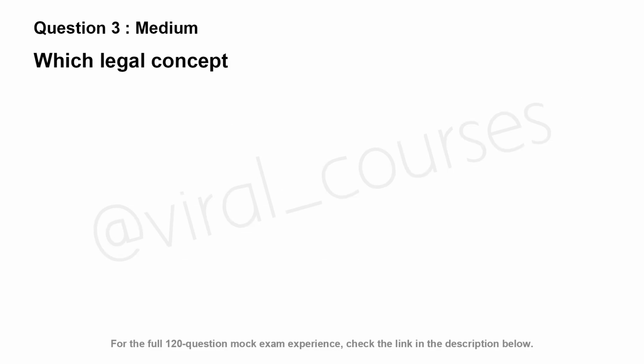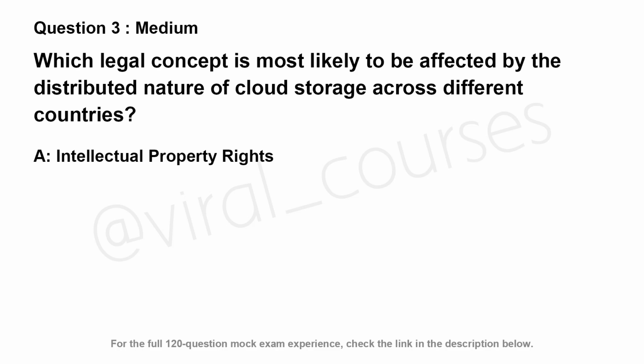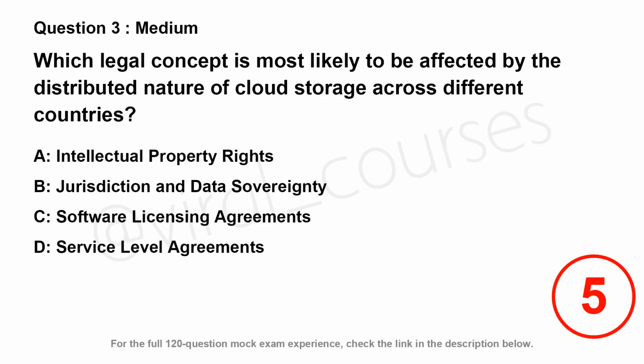Which legal concept is most likely to be affected by the distributed nature of cloud storage across different countries? Option A. Intellectual property rights. Option B. Jurisdiction and data sovereignty. Option C. Software licensing agreements. Option D. Service level agreements.